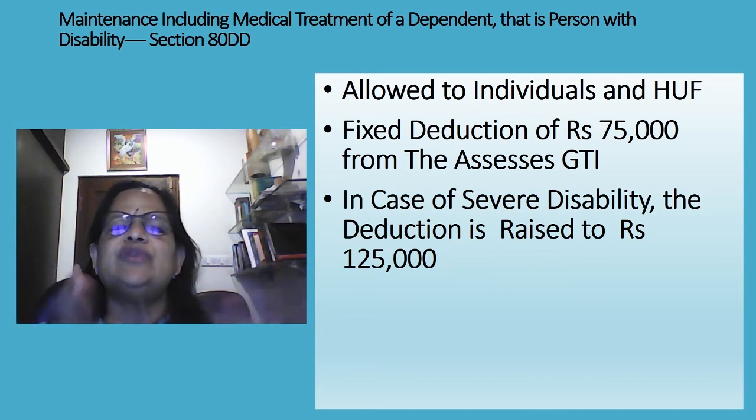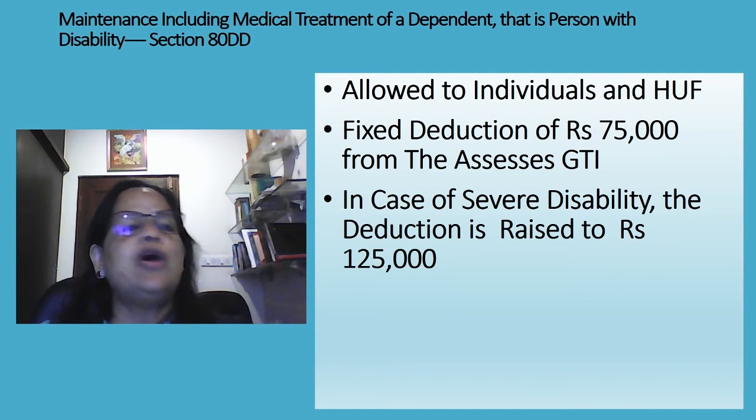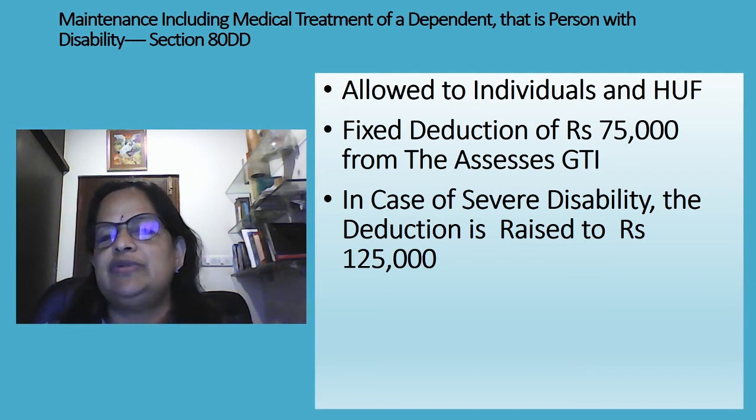Now, next section, maintenance including medical treatment of a dependent, that is a person with disability. Most of the students will claim this, section 80DD. If you have any differently abled person or a special person in your house who is dependent on you, section 80DD is allowed to individuals and HUF. So, the last two sections that we are explaining in this module are allowed to individuals and HUF.